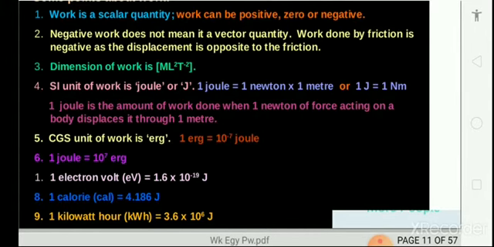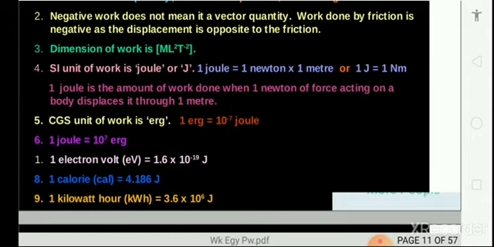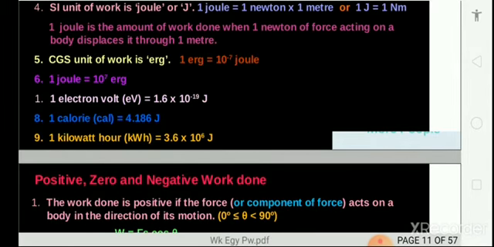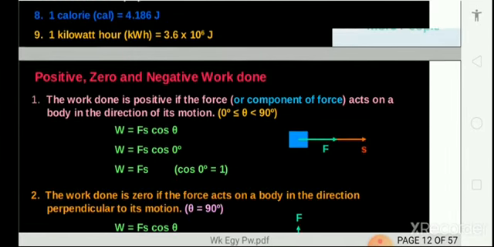In the CGS unit, 1 erg is equal to 10 raised to minus 7 joule. 1 joule is equal to 10 raised to 7 erg. 1 eV is equal to 1.6 into 10 raised to minus 19 joule. 1 calorie is equal to 4.186 joules. 1 kilowatt hour is equal to 3.6 into 10 raised to 6 joules.